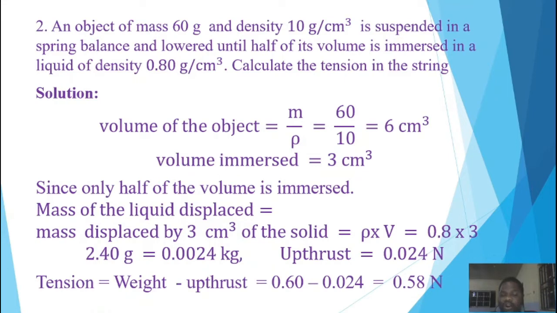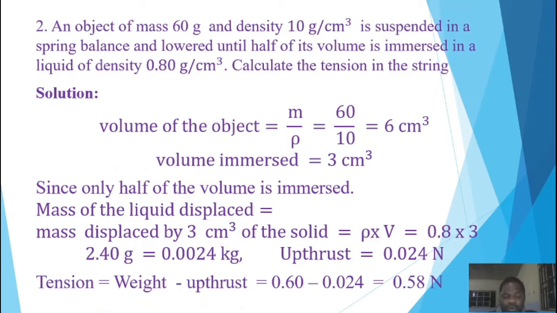That is the mass of liquid displaced. Therefore, the upthrust is equal to the weight of liquid displaced, which is 0.0024 kilogram multiplied by 10, giving us 0.024 Newton.